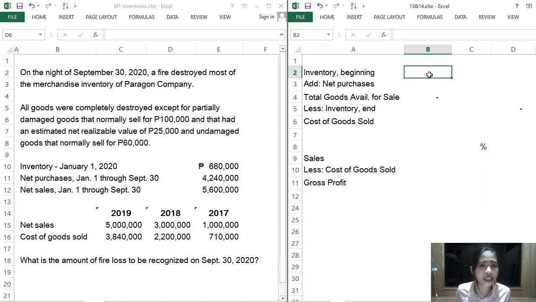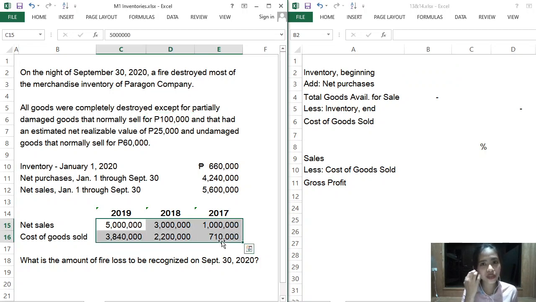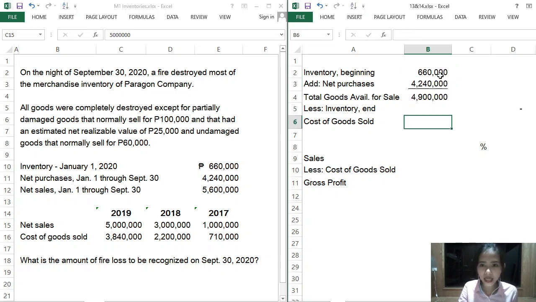Parang, ma'am, hindi natin makita yung gross profit rate on sales or gross profit rate on cost of goods sold. So, hindi nga natin makita pero may binigay siyang information na last 3 years. Di ba yung gross profit method, we assume na ang gross profit rate ng company is constant for a period of time. So, tingnan natin kung magkano para makita natin kung ano din yung gross profit rate na pwedeng i-apply sa year 2020. But before that, plot muna natin yung mga information. We have beginning na 660,000, net purchases of 4,240, and a net sales of 5,600. Okay.